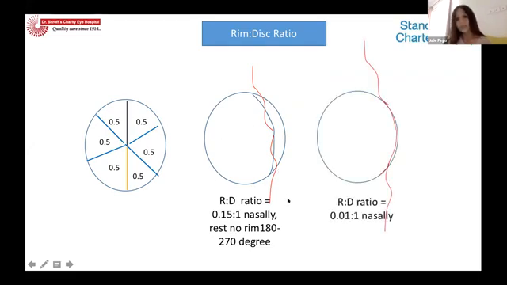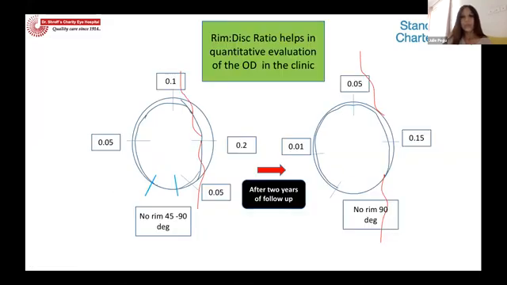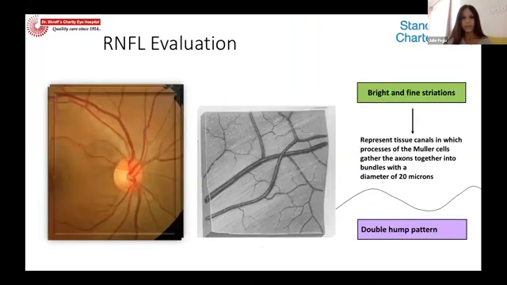Suppose this patient is lost to follow up and the patient comes back to us 3 or 6 months later, and we see that the rim is actually down to 0.01:1 nasally. In the clinic itself, it is easy for us to quantify the rate of progression and how fast the patient has progressed. Similarly, you can do this rim disc ratio in any quadrant, and it makes you look at the rim so carefully that if there is any change in any of the quadrants, you can note that change.